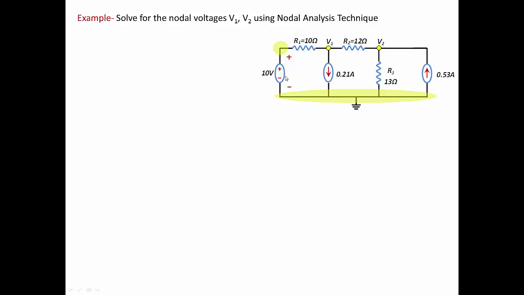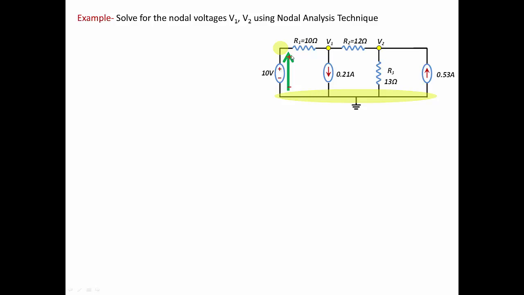So clearly the nodal voltage, which is the voltage at this particular node, is the same as the 10 volts, because the 10 volts voltage source basically states that it is the voltage from the reference node to this node. So the voltage is going to be basically 10 volts.